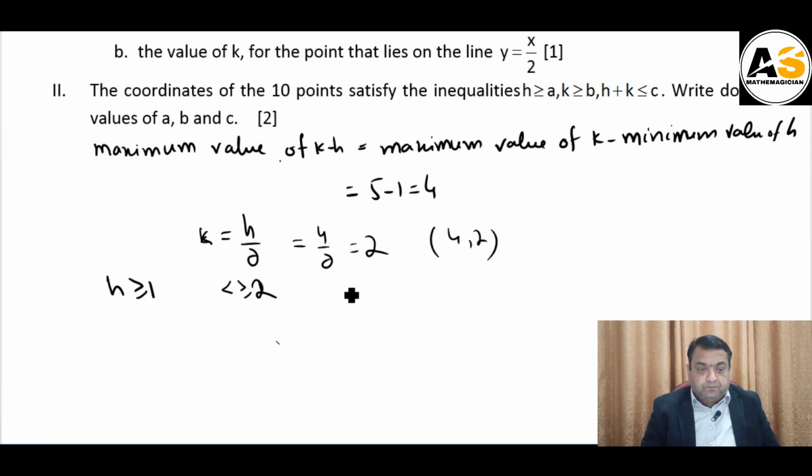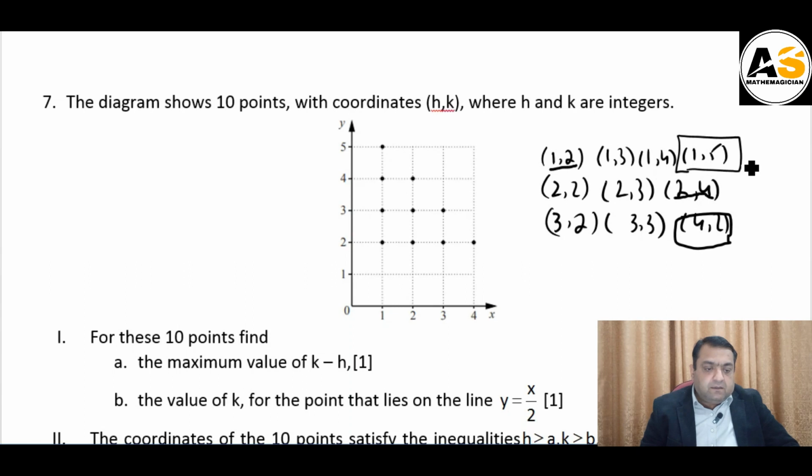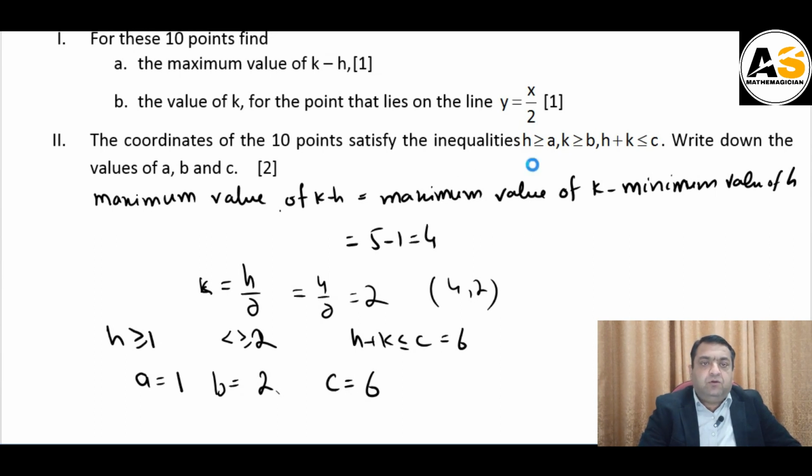And similarly, h plus k is less than or equal to c. What is the maximum value of h plus k? The sums are 6, 5, 4, 3. Similarly, 6, 5, 4 and 6, 6, 5. So the maximum value of k plus h is 6. So A is equal to 1, B is equal to 2 and C is equal to 6. Is that clear? If you have any confusion, you can leave a comment on the video. I will get back to you with the solution.